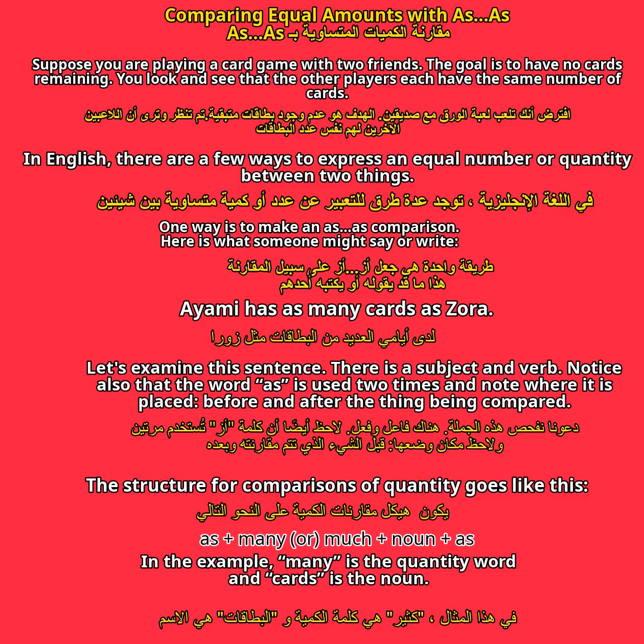Suppose you are playing a card game with two friends. The goal is to have no cards remaining. You look and see that the other players each have the same number of cards. In English, there are a few ways to express an equal number or quantity between two things.